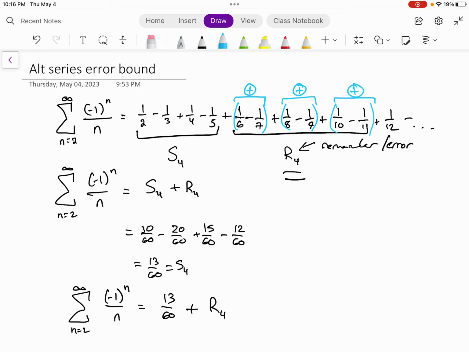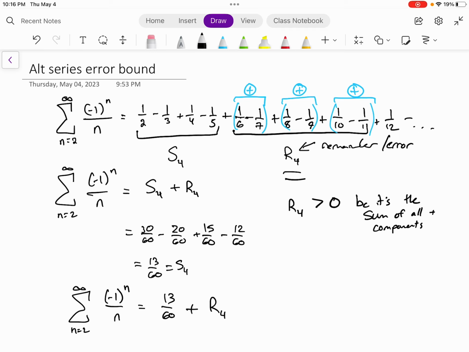So my remainder R4 must be greater than 0. Why? Because it's the sum of all positive components. It's the sum of 1/6 minus a 7th, positive; 1/8 minus 1/9, positive; 1/10 minus 1/11, positive.